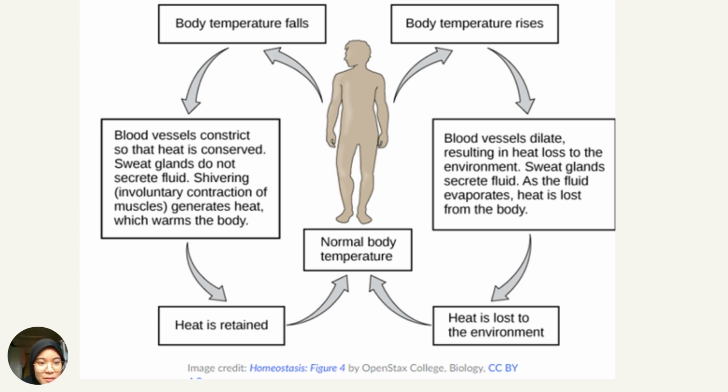We can see in summary that when body temperature falls, the blood vessels constrict, sweat glands do not secrete fluid, and we start to shiver, and our body will go back to normal. And when the body temperature rises, blood vessels dilate, sweat glands secrete fluids, and we start to sweat, and the body goes back to normal.